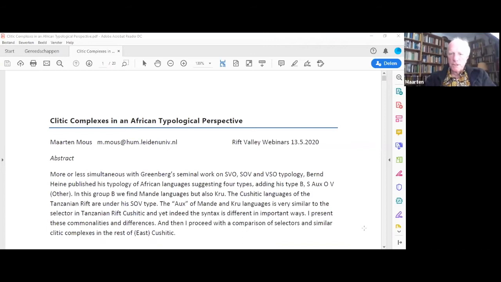Yeah, thank you, Richard. I had to think a little bit about what to present today. In a way, it's a combination of things that I've done in the past, but I also had to be careful not to include too much about the articles that we're going to read later. For example, I have an article on Cushitic clitic complexes. I won't discuss that much.